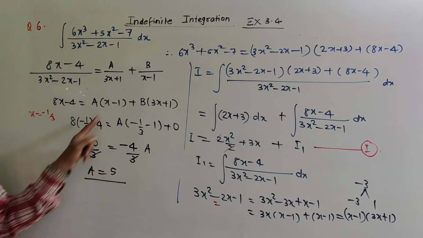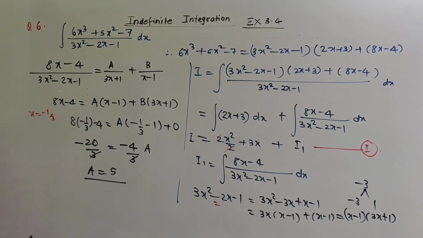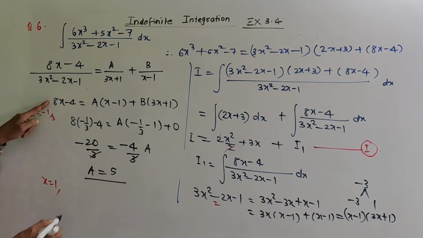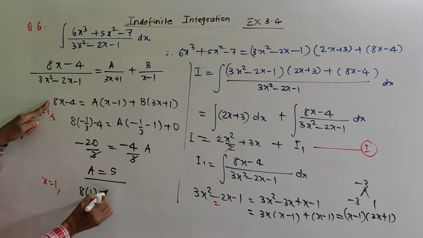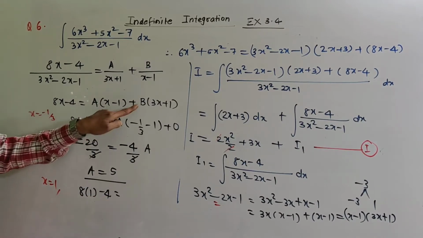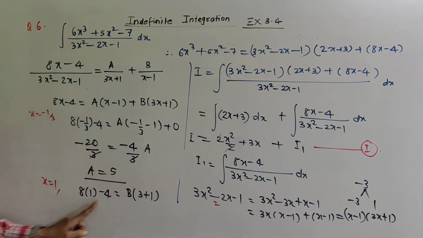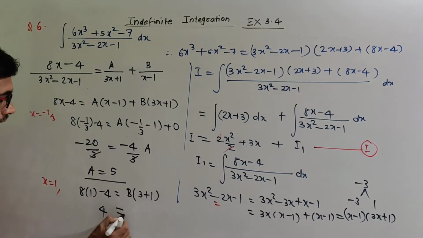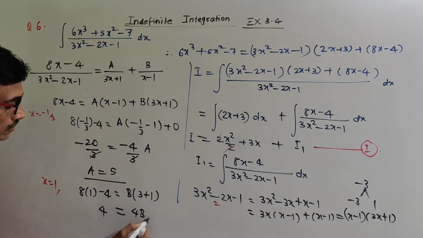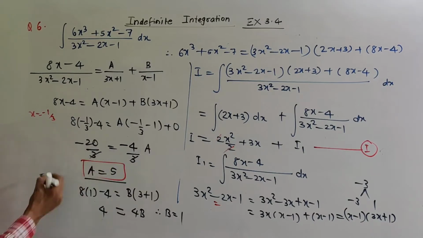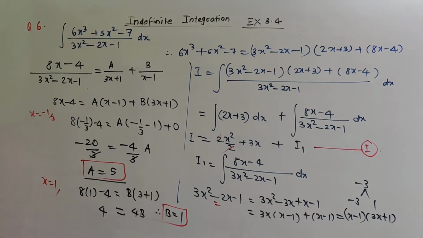Then put x equals 1 over here. 8 into 1 minus 4 is equal to b into (3 + 1). This is 4 and here it is 4b. So that b will be equal to 1. So we are getting a is 5 and b is equal to 1. So these are the partial fractions.